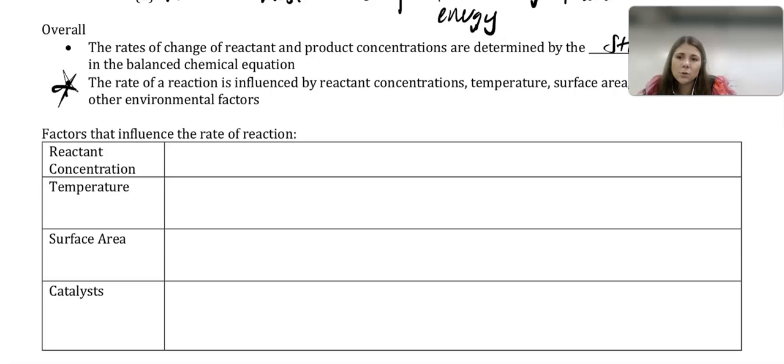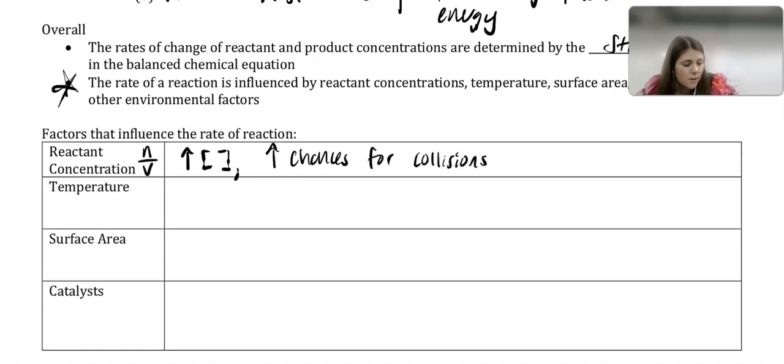So, reactant concentration. Remember, concentration is n, moles, over volume. So how many moles are in that volume? The higher the concentration, the higher the chances for collisions between reactants. This hopefully makes sense. If you have a higher concentration, you have more moles in your sample, so there's more chances for those particles to collide. Versus if you had a very low concentration, the chances for collisions may not be as great.